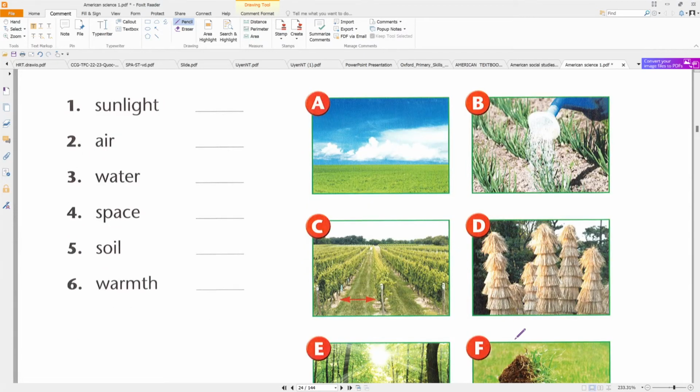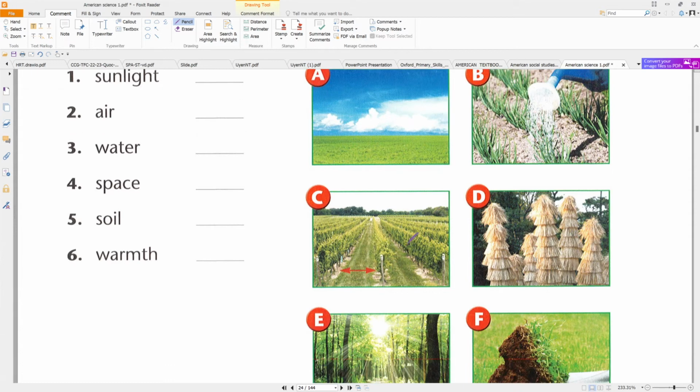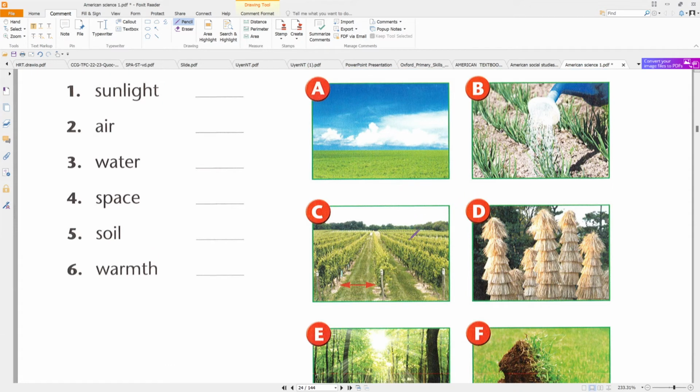Well, let's do the activity. Match each word to the right picture. So the first word is sunlight. Sunlight is A, B, C, D, E, F. Yes, it's E. So, air. You already guessed it? Well done. It's air. Water. Water is B. That's right.